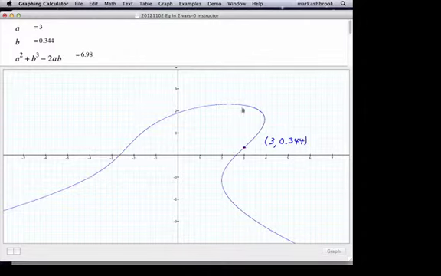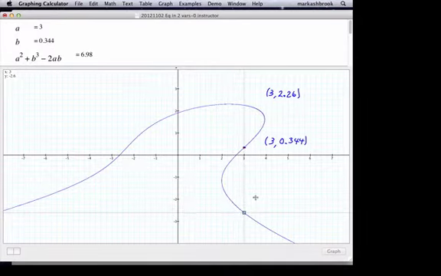Next one. Oh, I should have been doing that all along. Okay, so instead of using the red point, I should have used the crosshairs of the graph. 3, 2.26. And 3, negative 2.6.